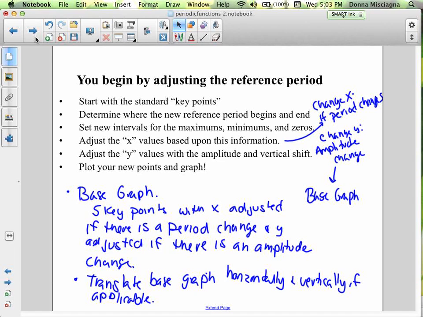So your base graph is going to be your 5 key points with x adjusted if there's a period change, and y adjusted if there's an amplitude change. And then you can translate your base graph horizontally and vertically if applicable. And I will show you one other way. If you want to do just one graph, I will show you how to change those points for horizontal and vertical translation. Or you can just count. I generally just count. Sometimes I write down the values just to check myself, make sure I counted right, but I generally count.